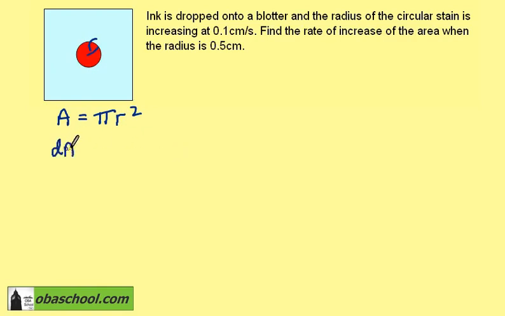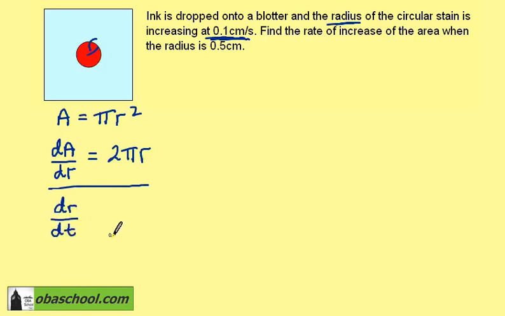So dA/dr will be equal to 2 pi r. We're given that the radius is increasing at 0.1 centimeters per second. That's the increase of the radius with respect to time. So dr/dt is equal to 0.1.